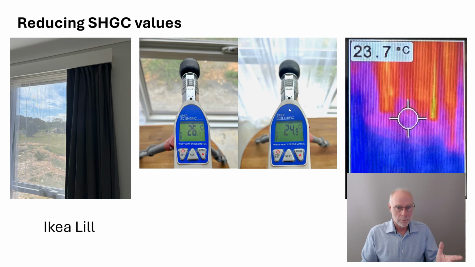How dense you make your sheer curtains is entirely up to you. The denser they are, the less heat comes in, but the harder it is to see out. I found that doubling this one over here was a nice happy medium. You could still see out easily enough, but it definitely reduced the heat gain. So reducing solar heat gain coefficient values is as simple as adding sheer white curtains.